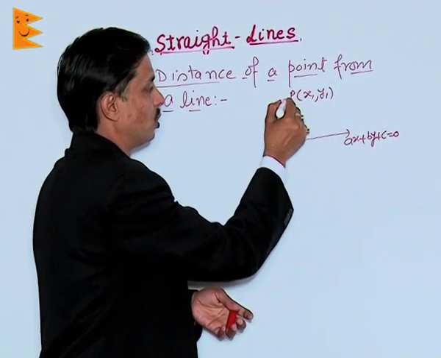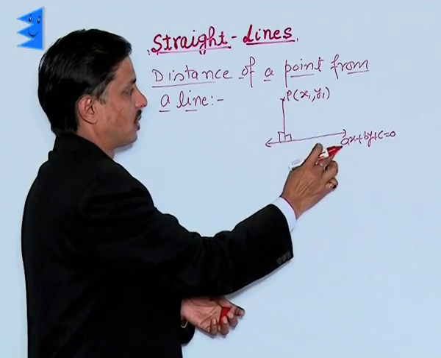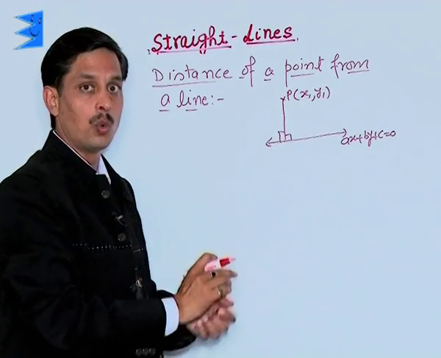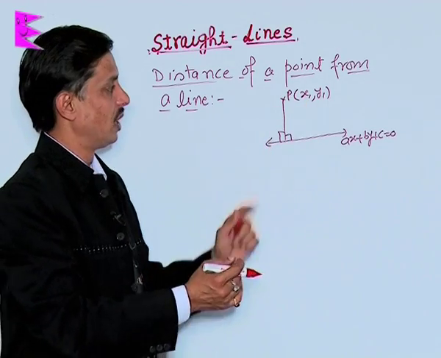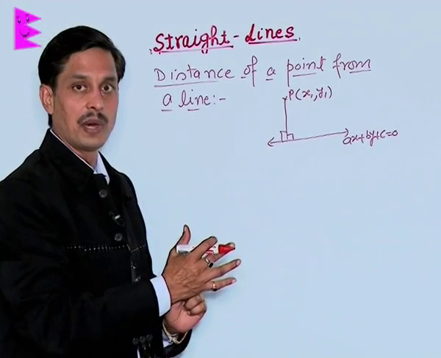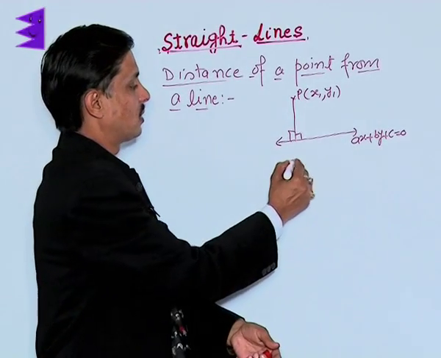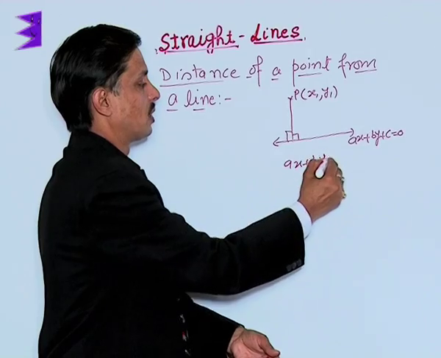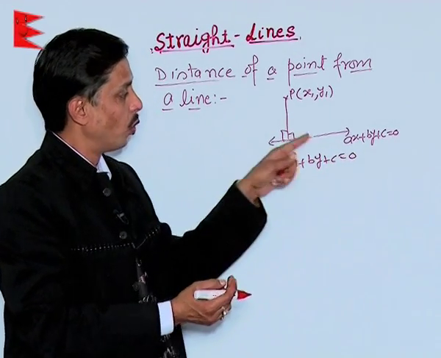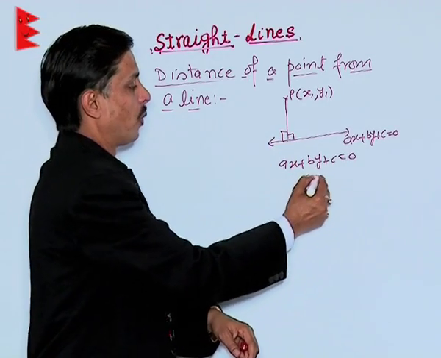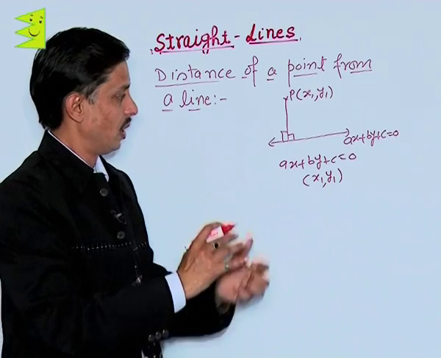plus c is equal to 0, and we want to find the distance of this line from the point P whose coordinates are x1 and y1. So the method is very simple. The equation given, ax plus by plus c is equal to 0, is the equation of that line whose distance from the point x1, y1 is required to calculate.